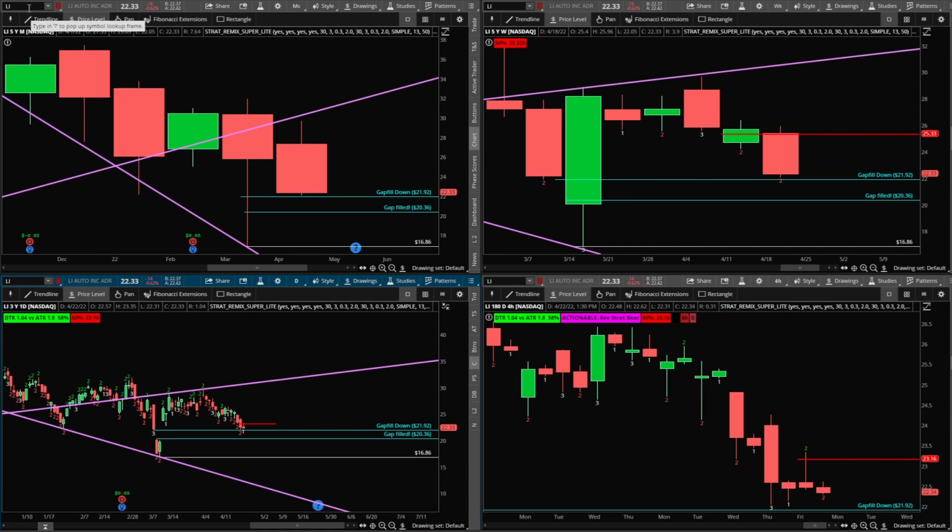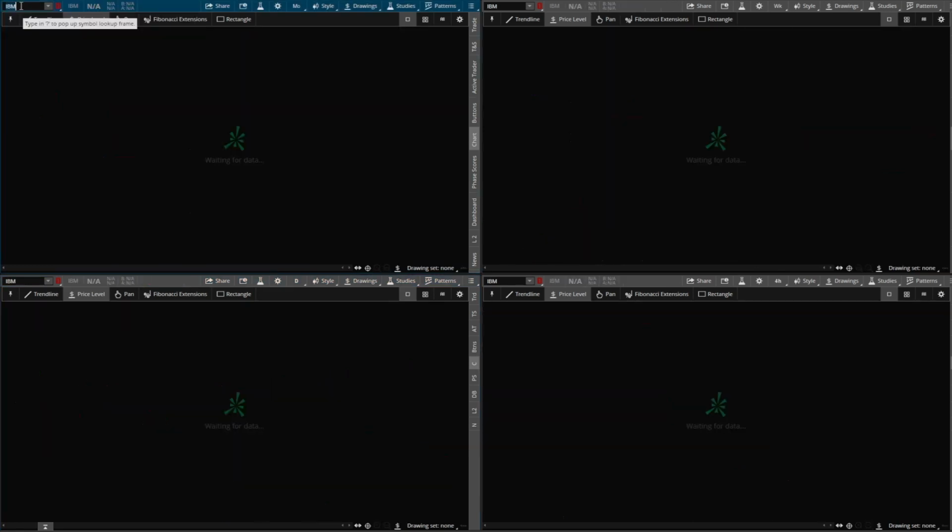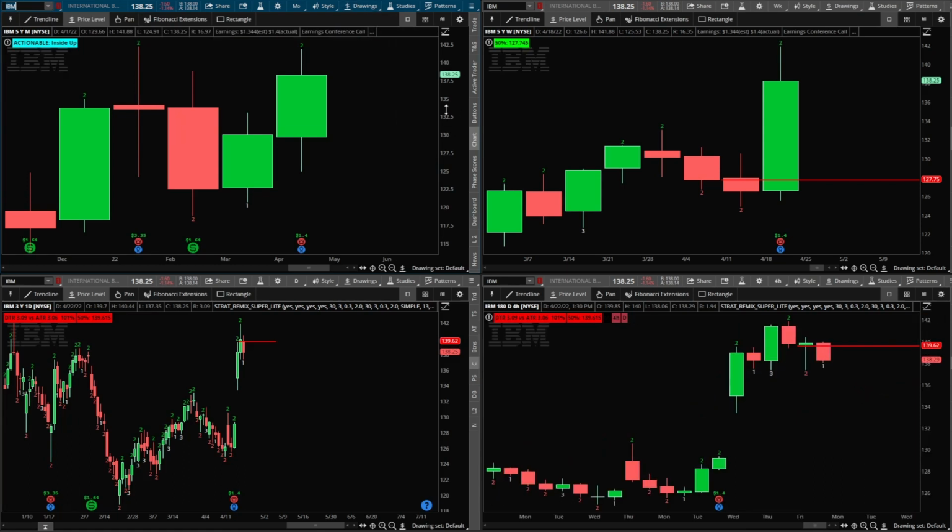Any other charts anybody wants me to do right quick? IBM, MMO, or well, MO and PDD. All right. So add IBM in the mix. One of the few things that was green last week.